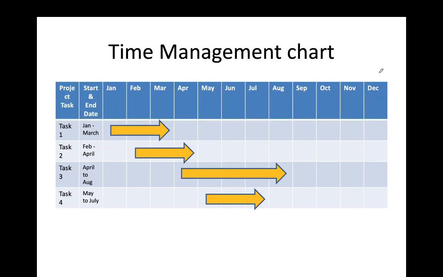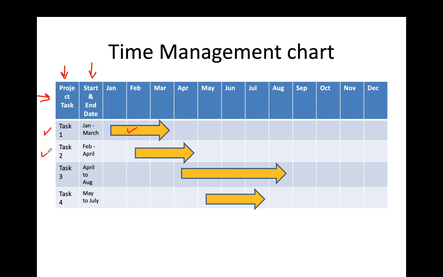Now the time management chart was very simple. You just need to give the project tasks, you have to give the start and end date, and you have to give the time duration. So our task 1 for example is marketing. So our marketing will be from January to March. This is our marketing task.